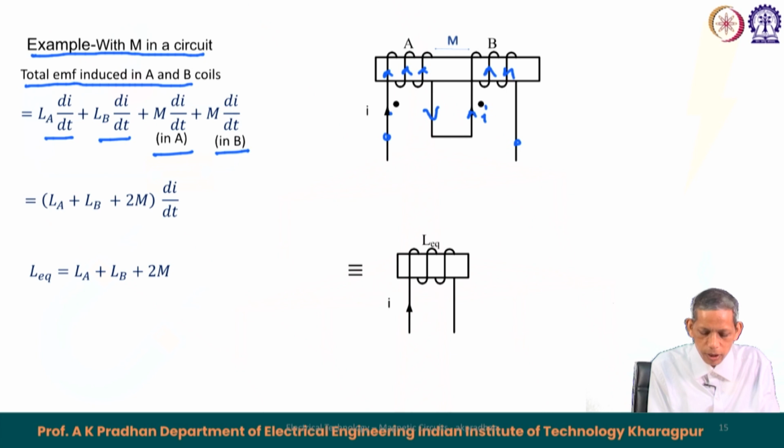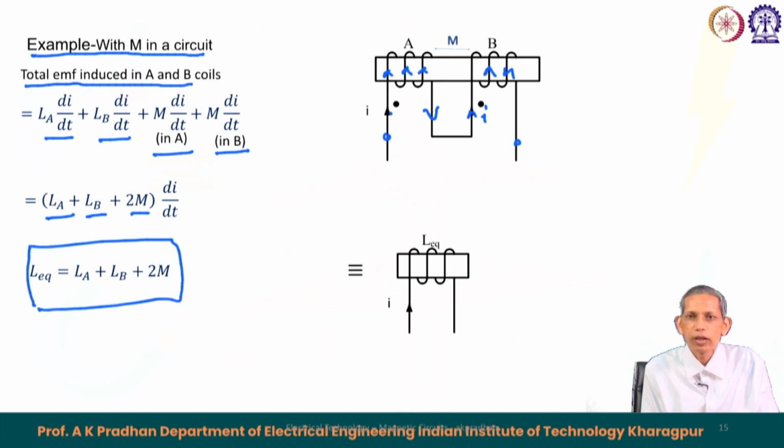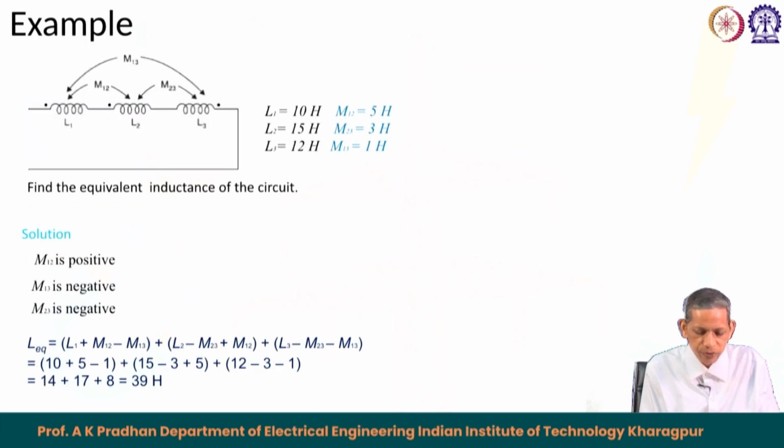So, this results in the common term di/dt throughout, because the same current is flowing: L_A plus L_B plus 2M. So, the equivalent inductance of the arrangement becomes L_A plus L_B plus 2M. That gives the corresponding calculation for the inductance of the arrangement. So, with the dot convention being used, we can find the corresponding inductance of the circuit as seen in the circuit.